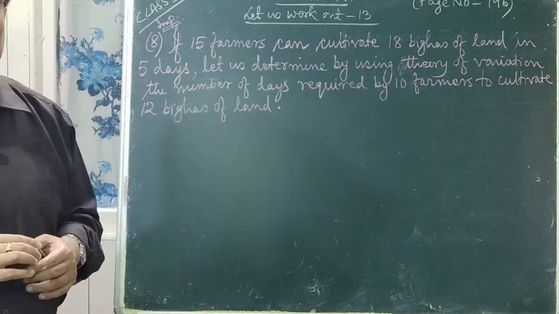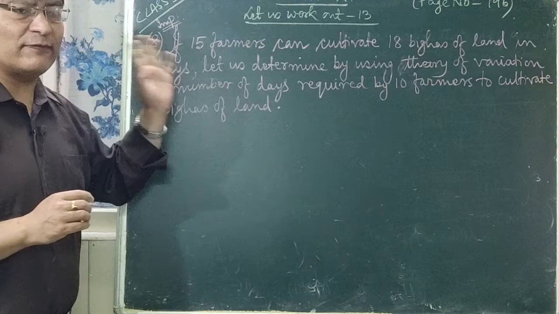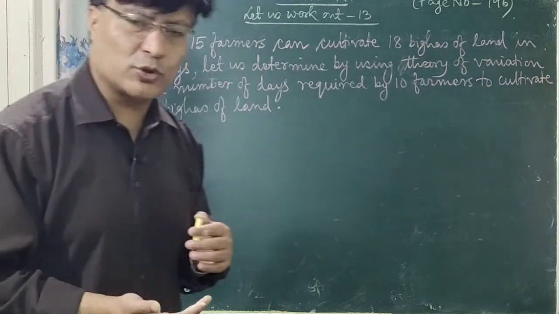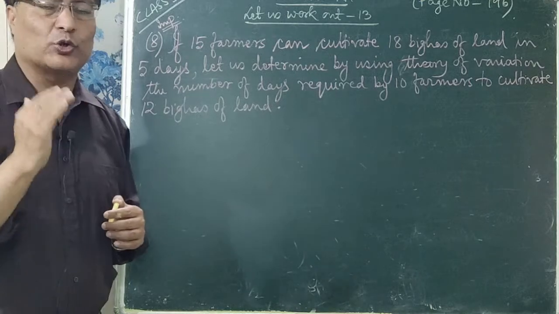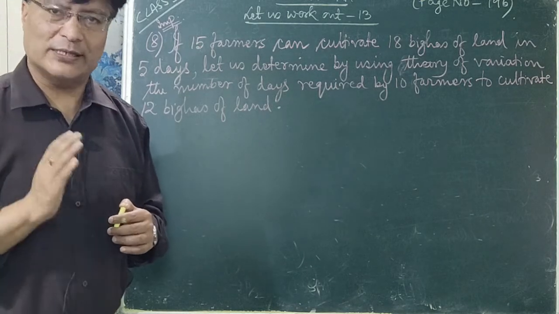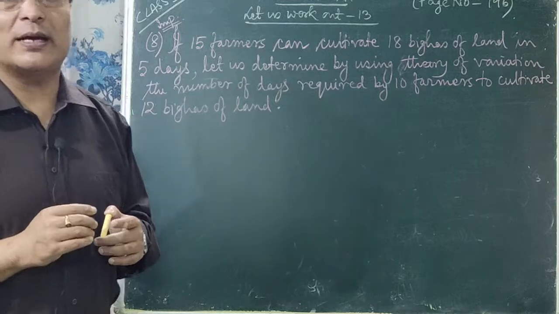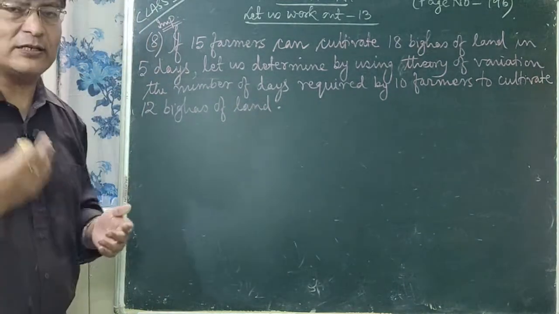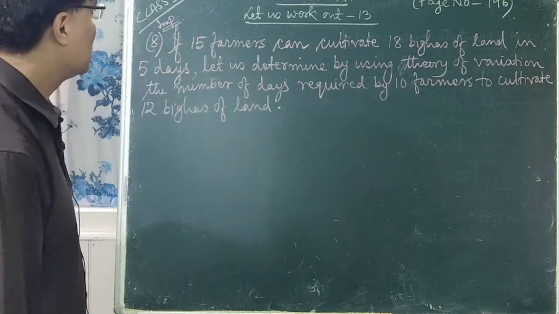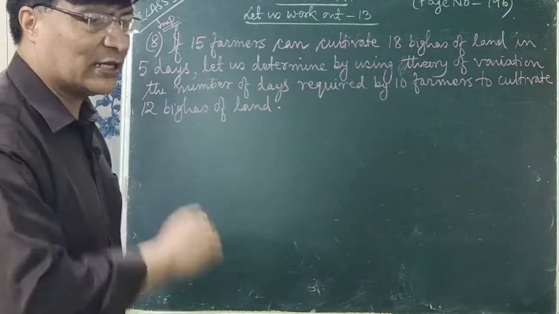यदि 10 जना कृषकहरूले 12 bighas of land जोत्दैछ भने उनीहरूलाई कति दिन लाग्छ त्यो जोत्नु भनेर सोध्दैछ क्वेशनमा। Is that clear? How many days will be required by 10 farmers to cultivate 12 bighas of land? So you have to find the number of days. Okay. So now in this case you have to find out the relation here.